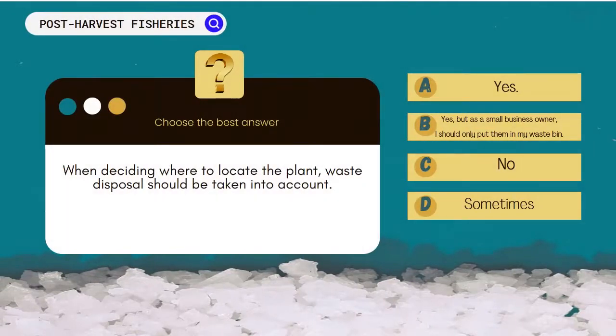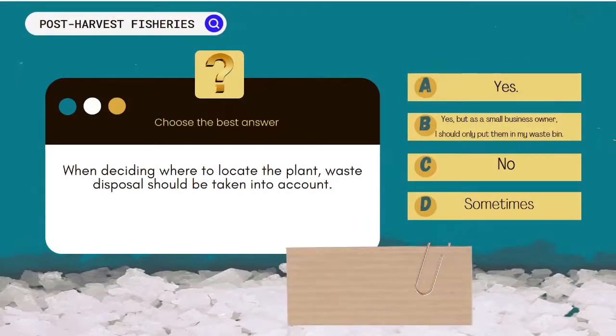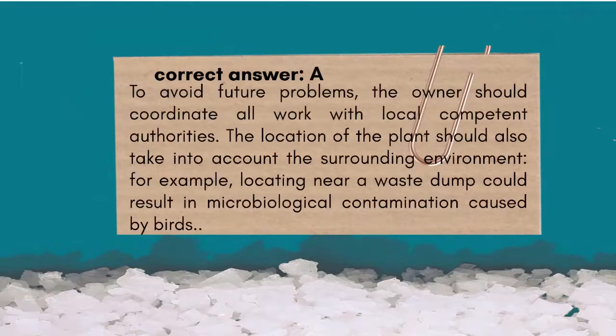When deciding where to locate the plant, waste disposal should be taken into account. A. Yes. B. Yes, but as a small business owner, I should only put them in my waste bin. C. No. D. Sometimes. The correct answer is A. Waste disposal should be considered when planning the plant location. To avoid future problems, the owner should coordinate all work with local competent authorities. The location of the plant should also take into account the surrounding environment. For example, locating near a waste dump could result in microbiological contamination caused by birds.